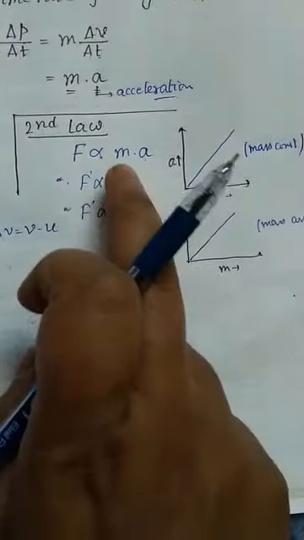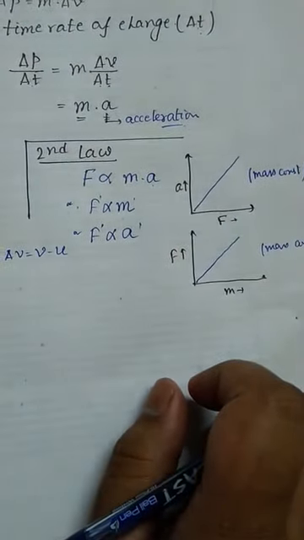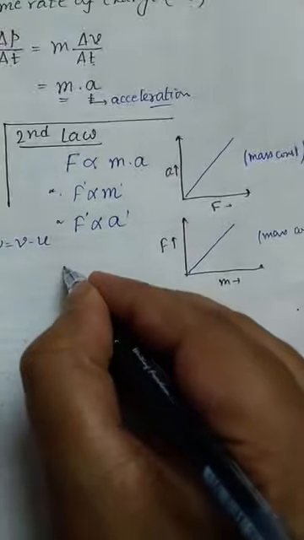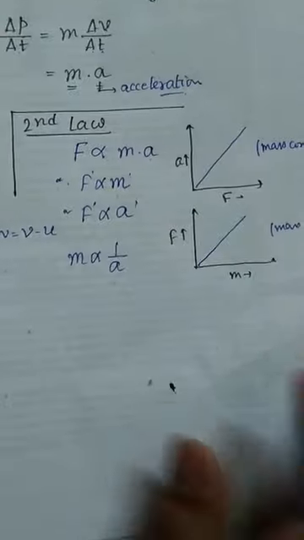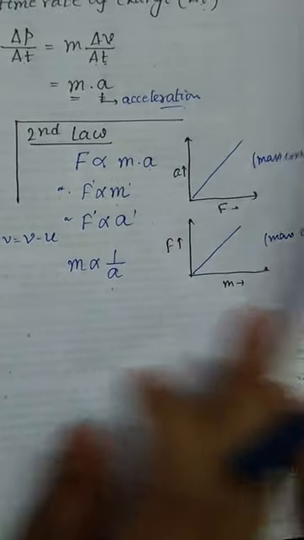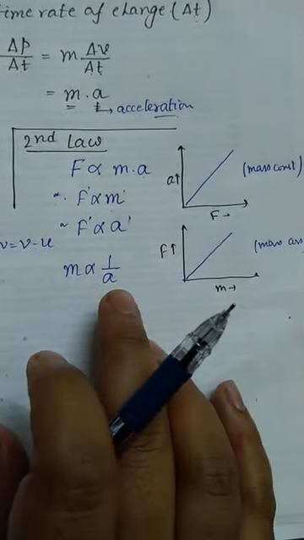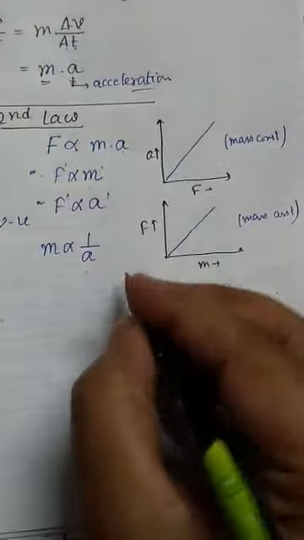But in case force is constant, then how do mass and acceleration change? If force is constant, then we can say that mass is inversely proportional to the acceleration. So if the object is heavy, we have to give more force to increase its acceleration. So it is inversely proportional.